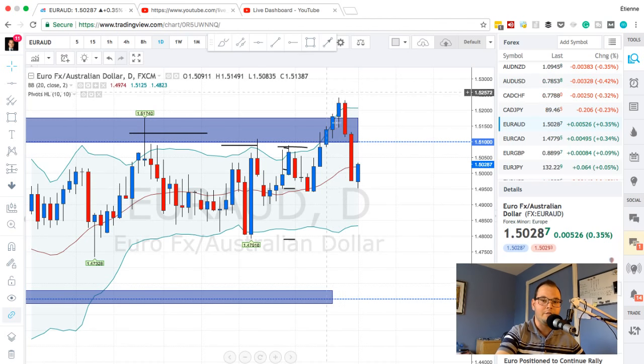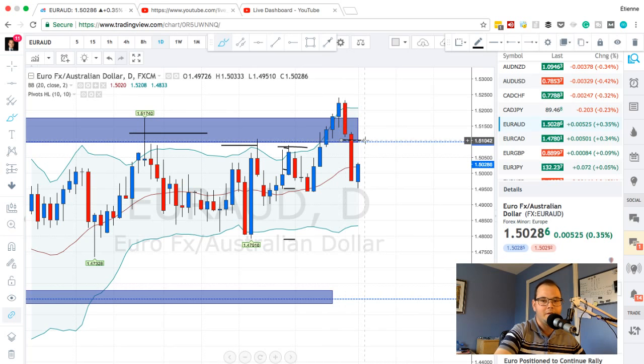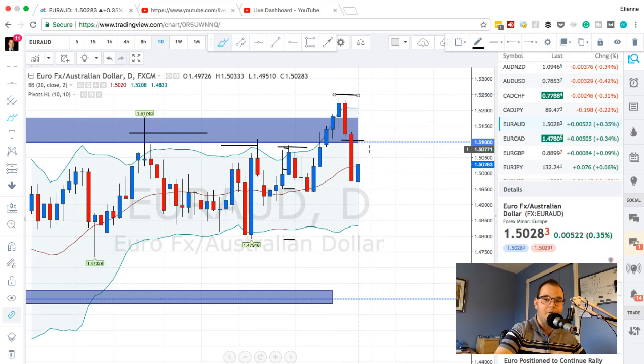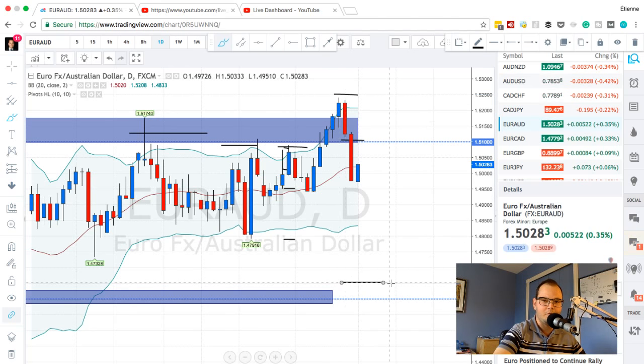Okay, so we have this strong break plus the engulfing candle. Reversal signal. I will enter a few pips below the low, like here. Stop loss above the high. And reward to risk to be 3 to 1. I'm bad at calculating, but 3 to 1 is like here.